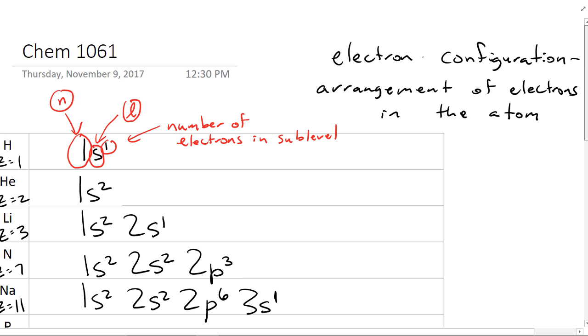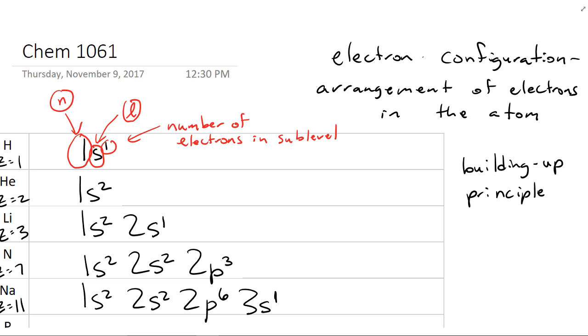By the way, what we're using here is called the building up principle. And what the building up principle says is that we try to occupy the lowest energy subshells first before we place electrons into the next highest energy subshell. Again, it's called the building up principle.